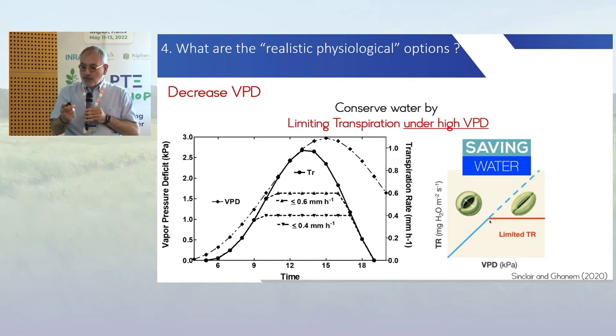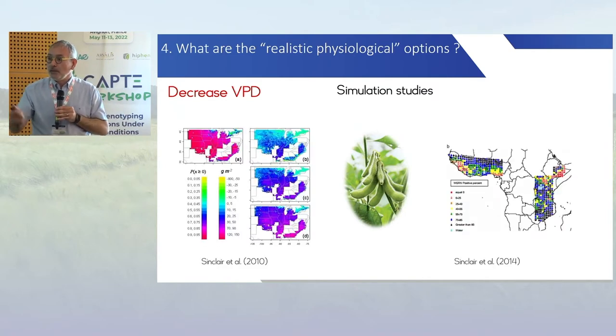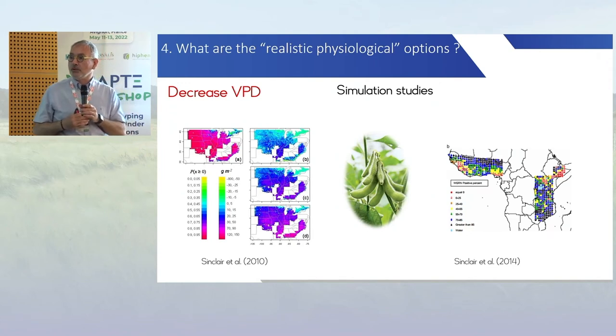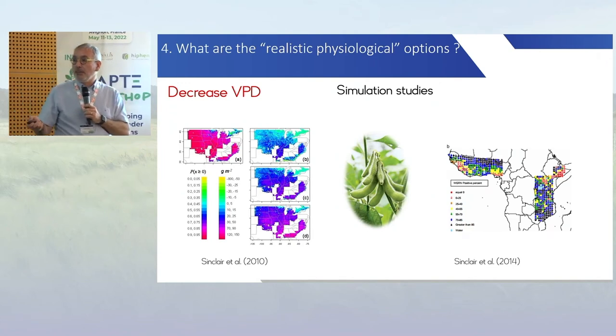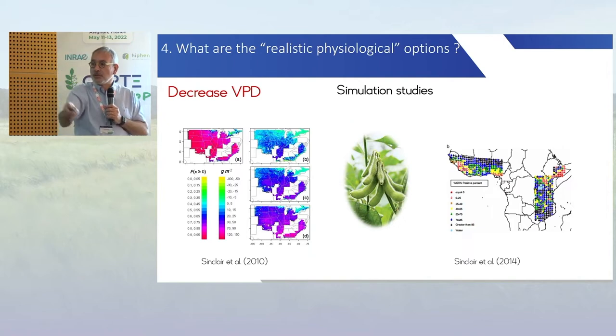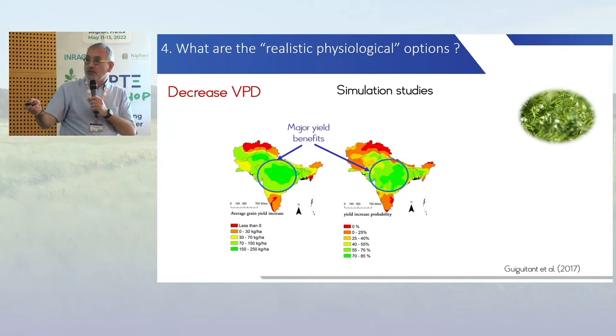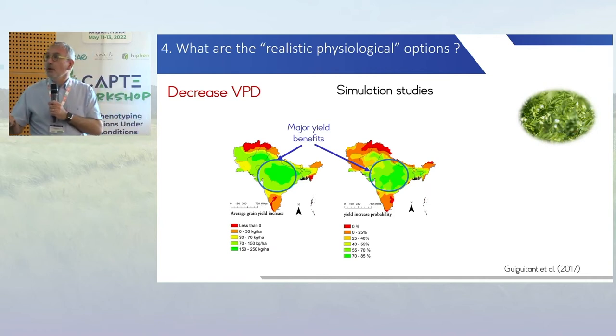So that is something that was looked for in simulation studies on soybean. The group of Tom Sinclair has looked a lot on that, and you can see that there are high yield benefits, whether in the US or even in Africa, for a higher probability of having a higher yield if we manage to get that trait, which is the limited transpiration rate at higher vapor pressure deficit. We also did that on lentil in Southeast Asia, and our study shows that there are major yield benefits, whether on average yield or the yield increase probability.